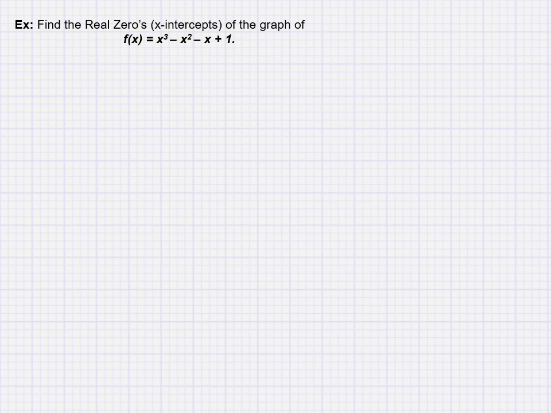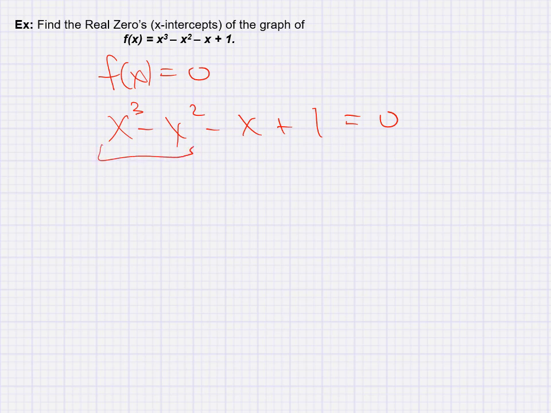This question says find the real zeros or x-intercepts for the graph of this function. So if we set this function equal to 0, we can then do that. So x cubed minus x squared minus x plus 1 equals 0. We would have to solve that equation. And if it's a polynomial equation, largely the way we're going to solve these is by factoring. So we can use some of the things we've learned throughout algebra to factor. In this case, we'll try factor by grouping. Group these, group these. Let's see what happens.